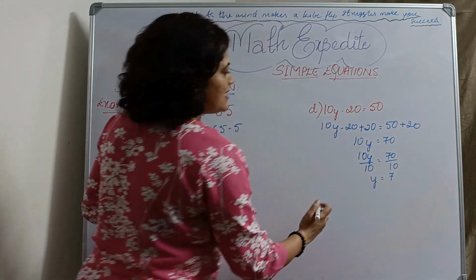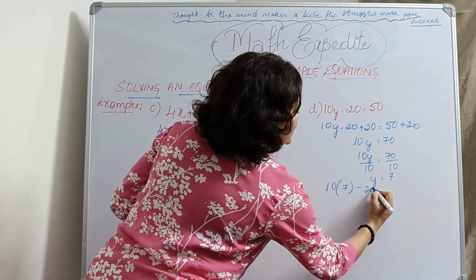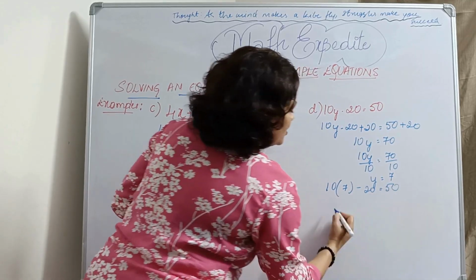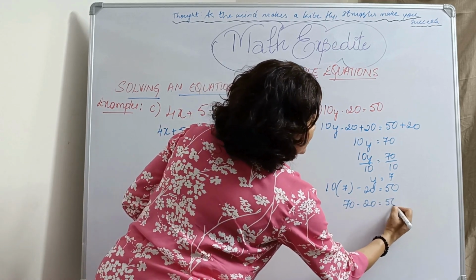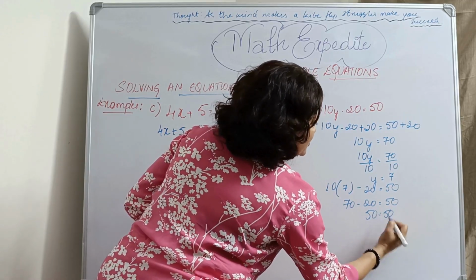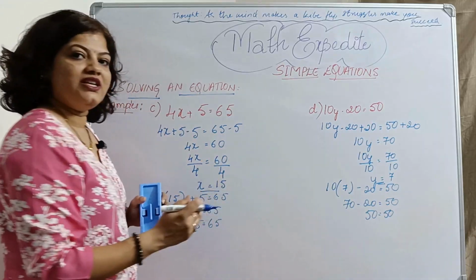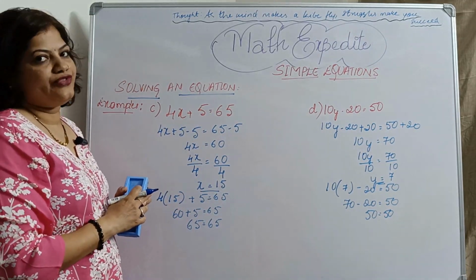So here y equals 7. 10 into 7 minus 20 equals 50. 10 sevens are 70 minus 20 equals 50. I am getting 50 here, which is equal to 50. So y equal to 7 is the correct answer for 10y minus 20 equals 50.